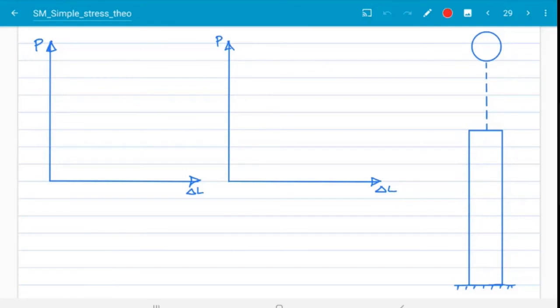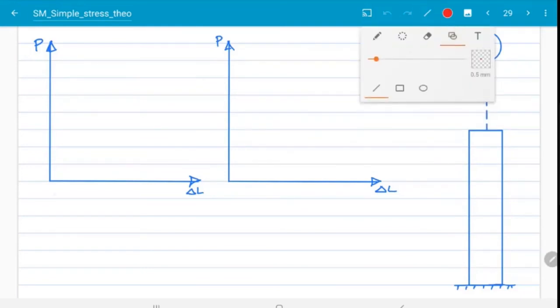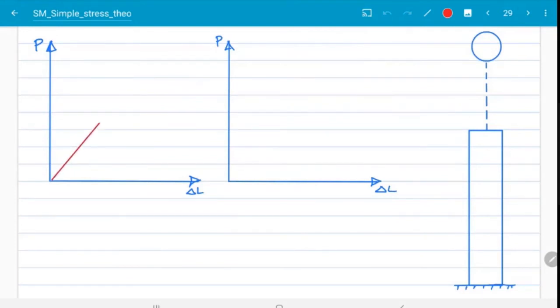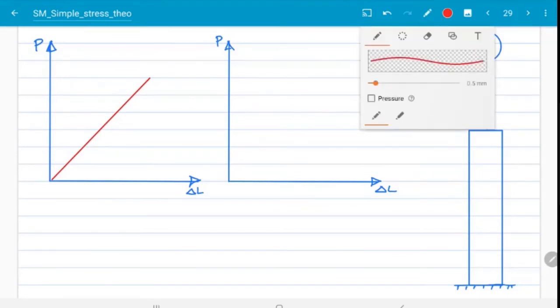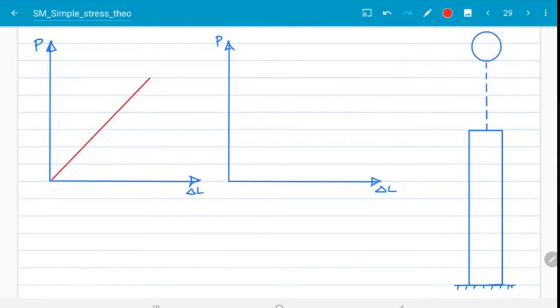For example, the first student is applying the force like 0 Newton, 1 Newton, 2, 3, 4, 5, ... 90, 91, 92, 93, 94, 95, 96, 97, 98, 99, 100. Gradually applied load. Right. So we are using this type of loading in our UTM. It is called gradually applied load.